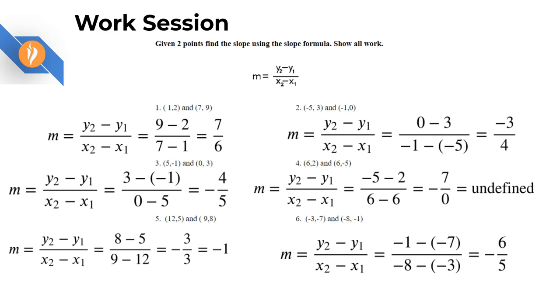Number 5, my slope is -1. And number 6, my slope is -6/5. So I hope you got those right. If you didn't, don't forget that video is linked in the resource guide, and you can also go back and look at this work and realize how to set the problem up correctly so that you can work it out.